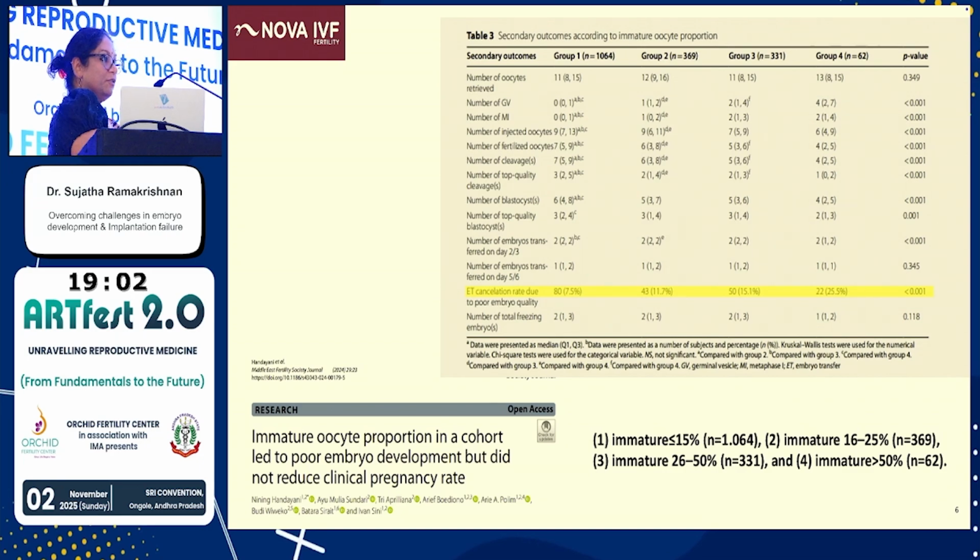So what happens is you retrieve some 20 oocytes. And out of that, 10 are immature, 10 are mature. But then, even then, you might have got 10 M2 oocytes, but still the cohort is mostly immature oocytes. You can actually expect a lot of cleavage arrest in this group of embryos.